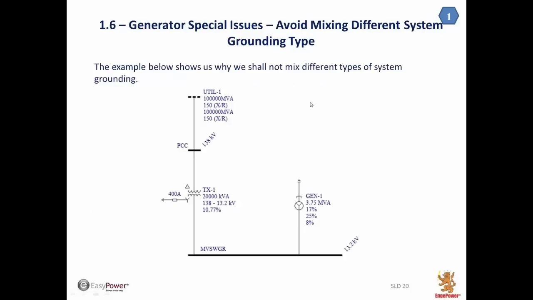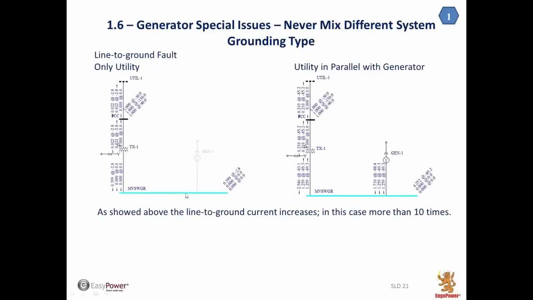Another very important problem, it's the first time I faced this problem, and I was a little bit surprised, is when you mix different types of system grounding. What I mean is, if your transformer is low resistance grounding and someone connects a generator on the same bus, solidly grounded, then if our generator is out of service, the total ground fault is practically determined by the neutral resistor. But when we parallel both, the line to ground fault will rise a lot.